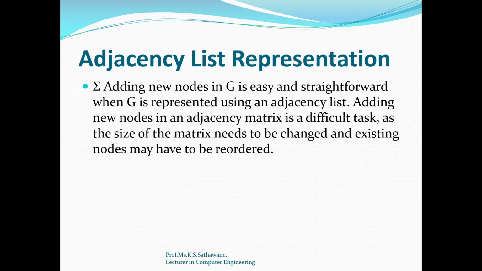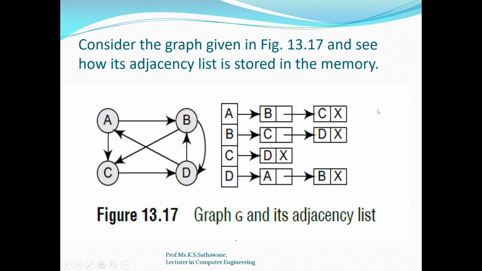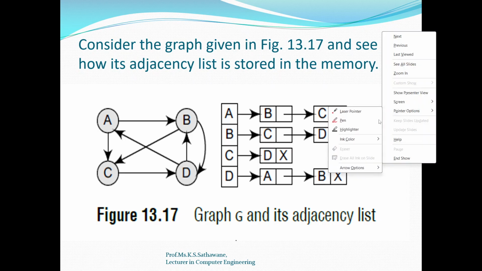So adding a new node in G is easy and straightforward when G is represented using an adjacency list. Adding new nodes in an adjacency matrix is a difficult task, as the size of the matrix needs to be changed and existing nodes may have to be reordered. So if you compare an adjacency matrix with an adjacency list, the list is easier to implement and more flexible as compared to the adjacency matrix. So consider the graph given here in the following figure.